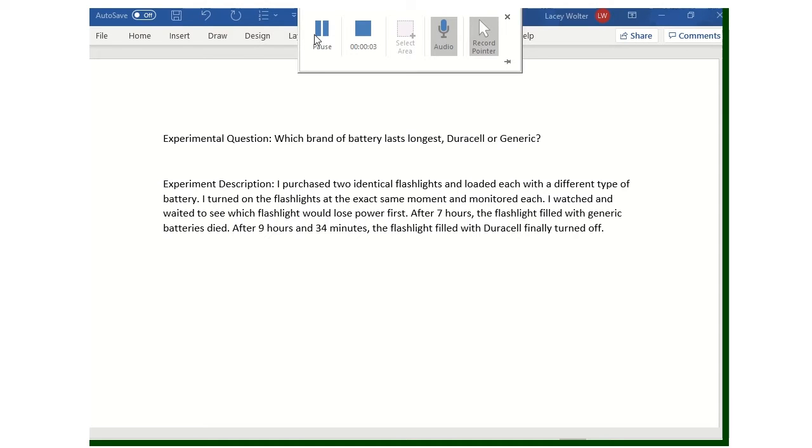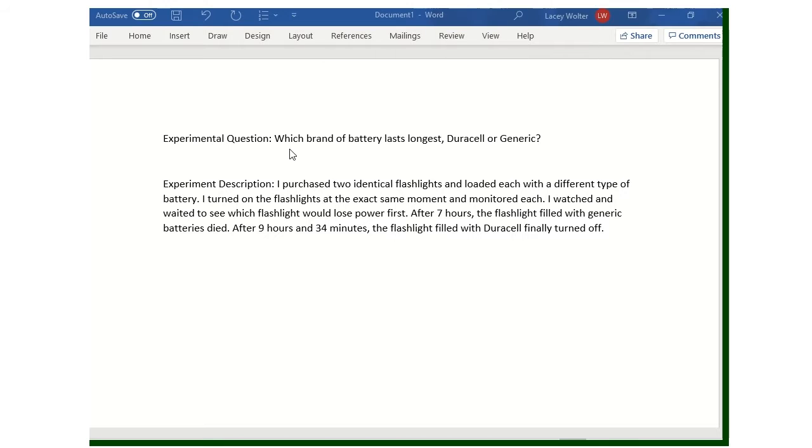All right, so when you're writing a conclusion, it's really important to include a couple key things, which we're going to go over here together so you can write your own as a result of doing your experiment. My example here, you can see on my screen, I'm sticking with which brand of battery lasts longest, Duracell or generic. And in my experiment, here's kind of what I did.